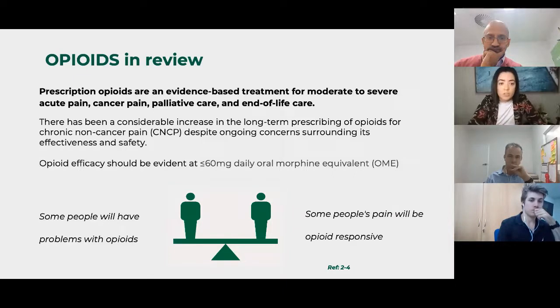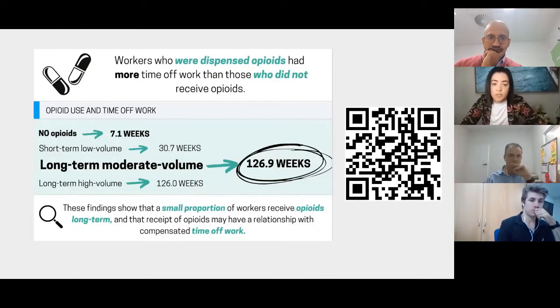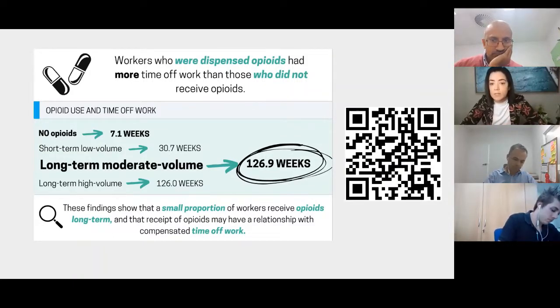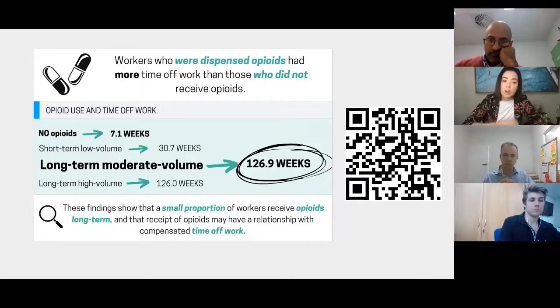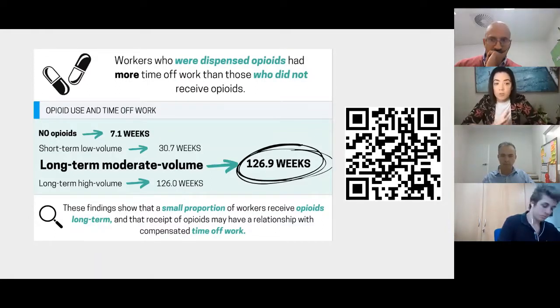I just wanted to share this research by Monash University. I put the QR code there, and this was looking at workers' compensation claims cases for lower back pain. There was a pretty strong correlation to say that the longer the duration the client was on opioids, the longer the amount of time that they were also off work. So have a read through that. It's a really nice infographic and states all of the information about opioids.